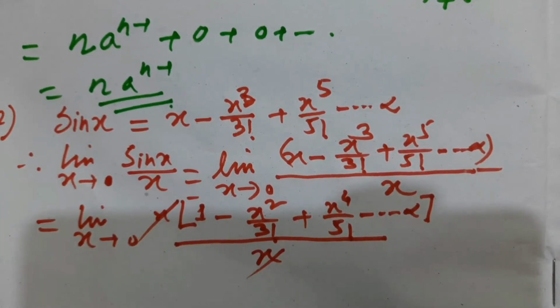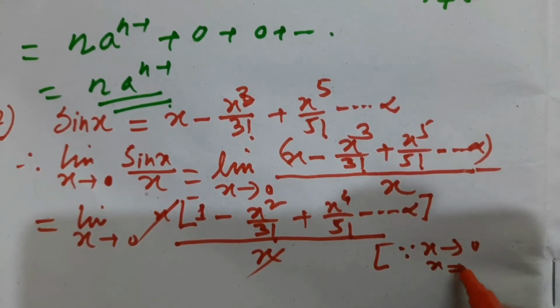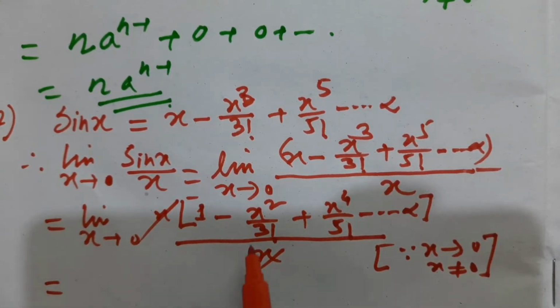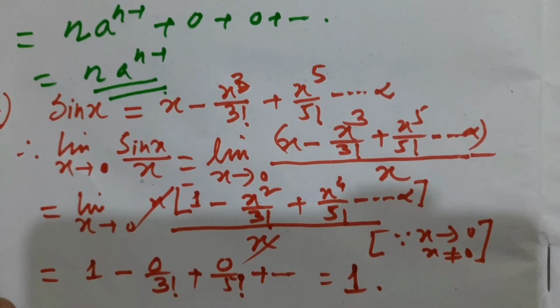So these two are cancelled, since x tends to 0, x is not equal to 0. Therefore put in place of x which approaches 0. So that's why 1 minus 0 by factorial 3 and 0 by factorial 5, like that. So all the next terms are 0, so we get only 1. Okay, and this is the standard formula: limit x tends to 0, sin x by x is 1.